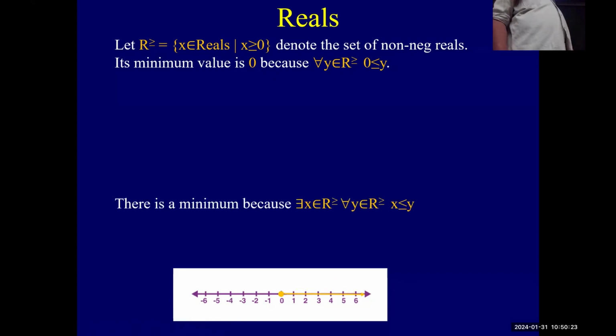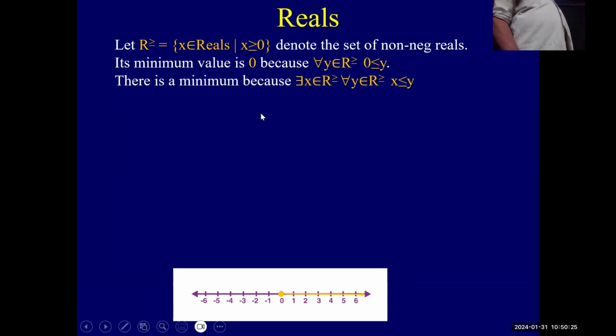Right? And why does the set have a minimum? Because there exists a number that's in the set that's a minimum. Why is it the minimum? Because every other value in the set is bigger. Everybody get that this is the definition of minimum? Any debate about it?